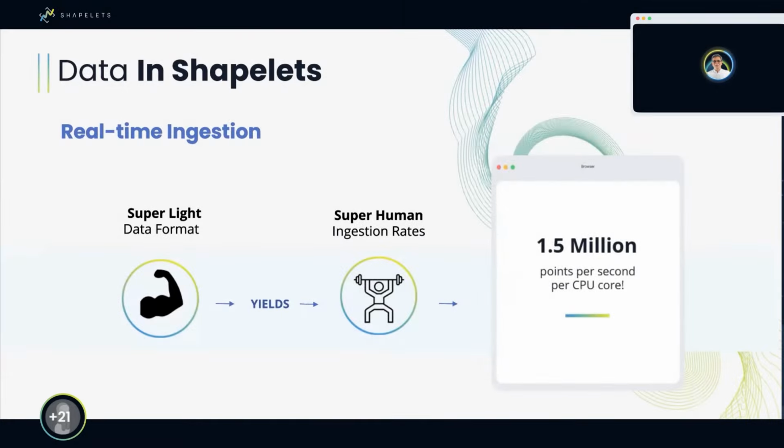So whilst these numbers you have to take with a pinch of salt, as we are working towards having our official benchmarks produced in our website, our initial tests are basically telling us that with this data format we can go up to 1.5 million points per second per CPU core. This is drastically miles away from any other system, commercial or open source, out there.